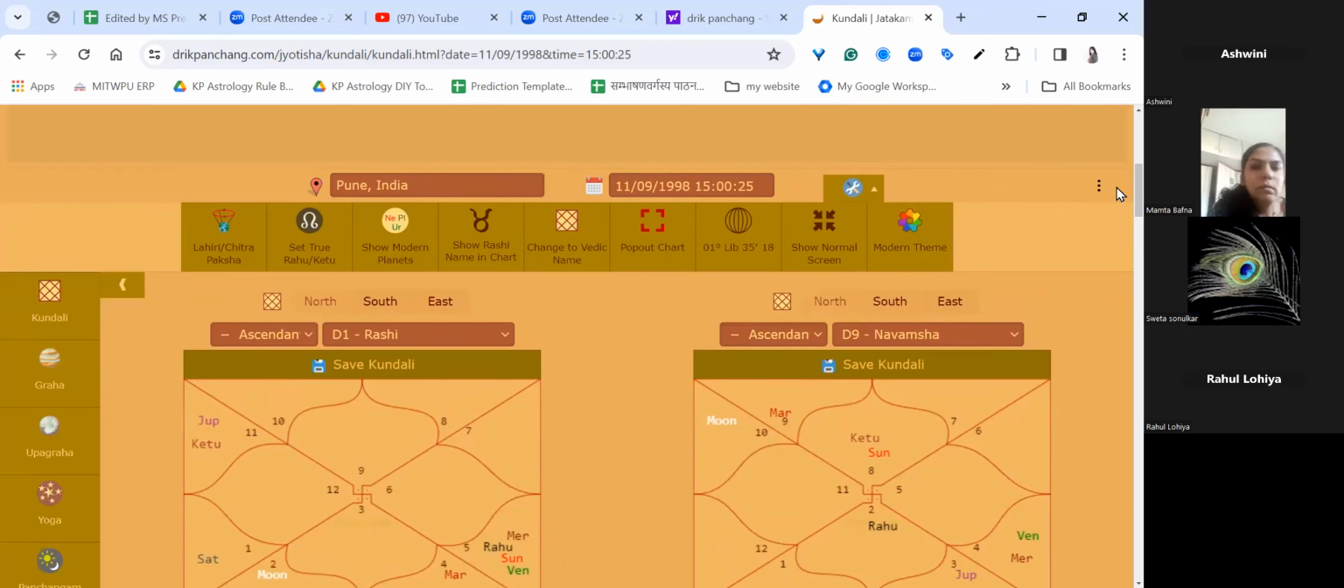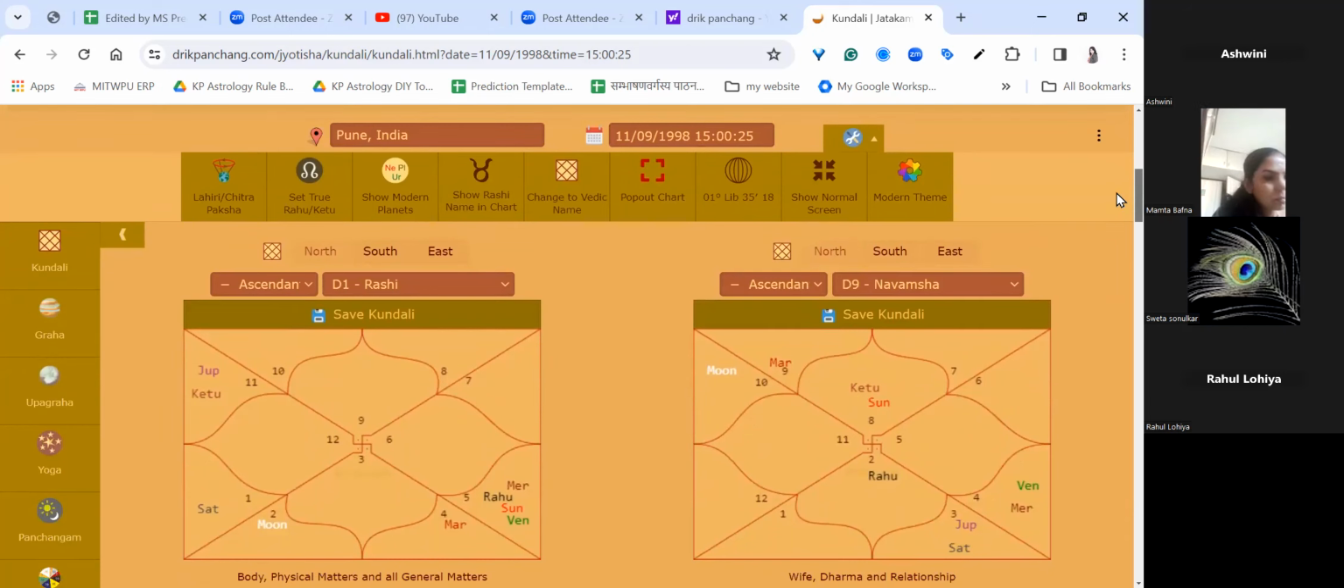I hope you have made your own charts. Your homework for today will be, of course, first time you have to, to memorize your own chart. You should know exactly in which house, in which Rashi, all your 9 planets are present. So what are the 9 planets?